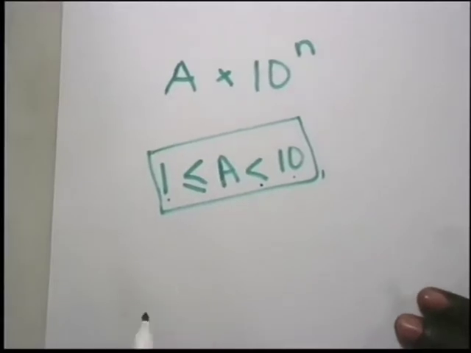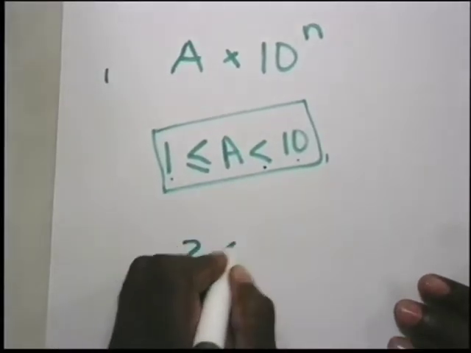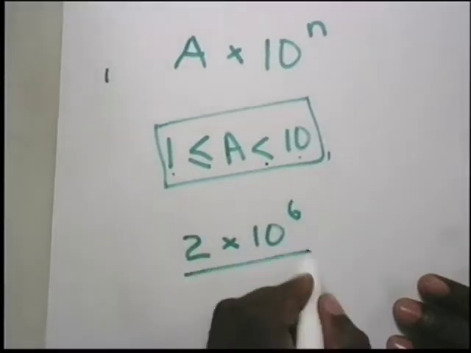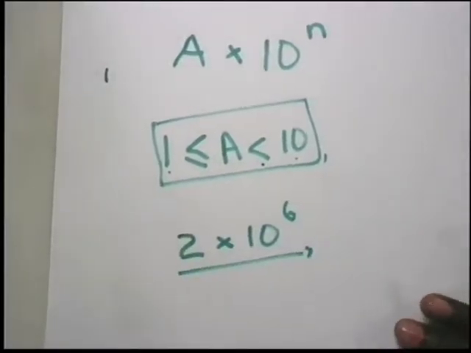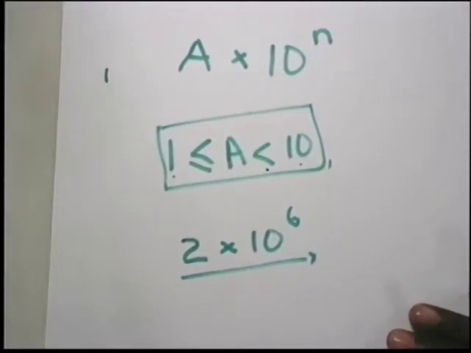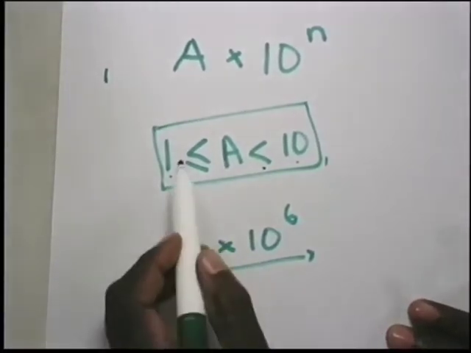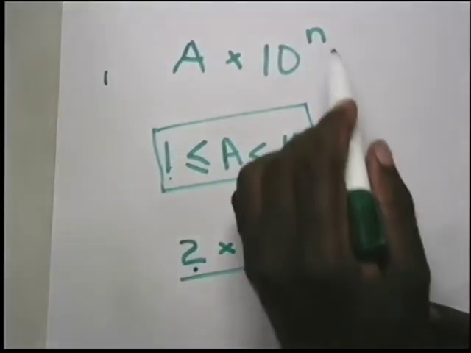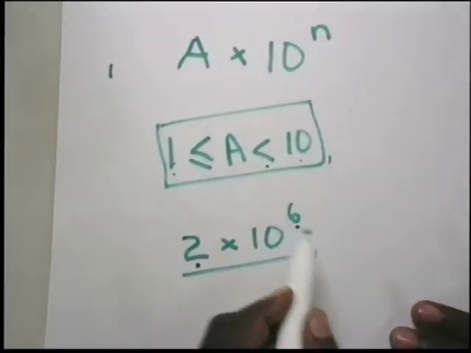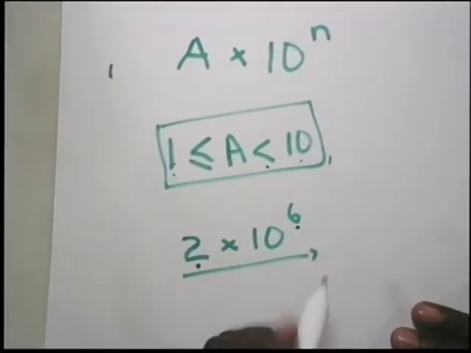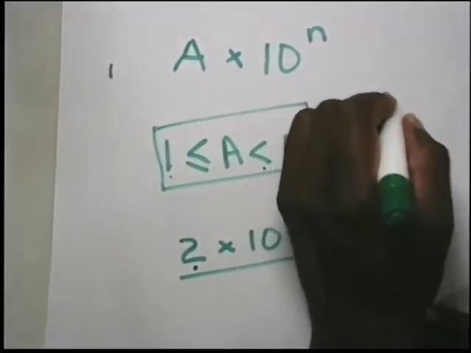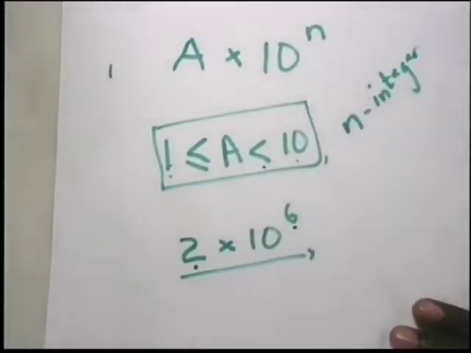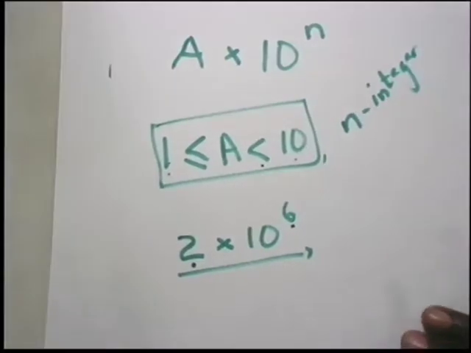So, for example, if I have 2 times 10 to the power of 6, what we are looking there, it's a number that is correctly written in standard form, because 2 is between 1 and 10. Because 6, it's an integer, it's a whole number. It can be positive, it can be negative. So n should be an integer. Positive or negative, it does not matter. But it should be a whole number.